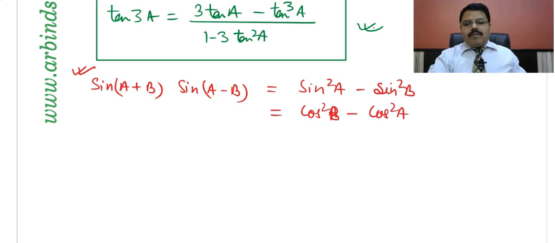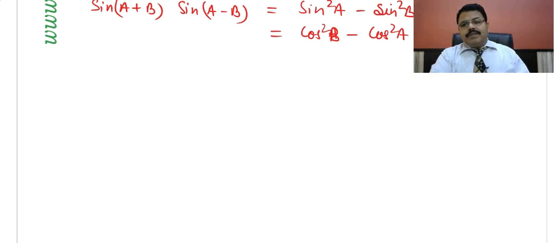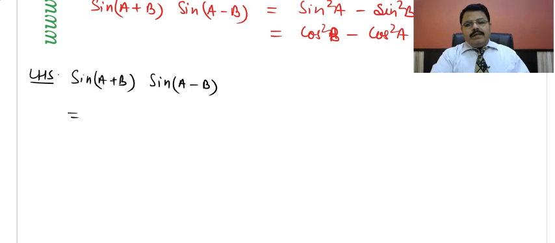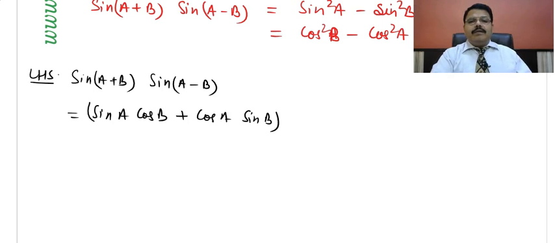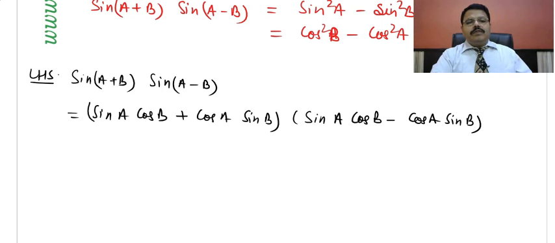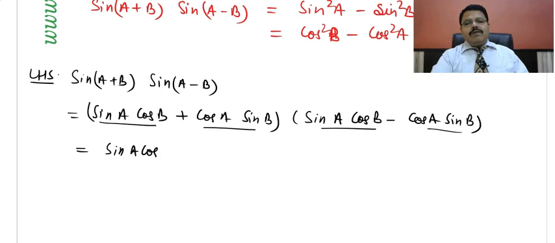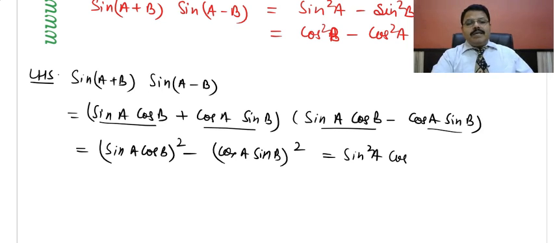So let us see this: sin(A plus B) into sin(A minus B), this is the LHS. That can be written as (sin A cos B plus cos A sin B) into (sin A cos B minus cos A sin B). So that will be of the form (A plus B)(A minus B), which is A square minus B square. So (sin A cos B) whole square minus (cos A sin B) whole square. That will give sin square A cos square B minus cos square A sin square B.